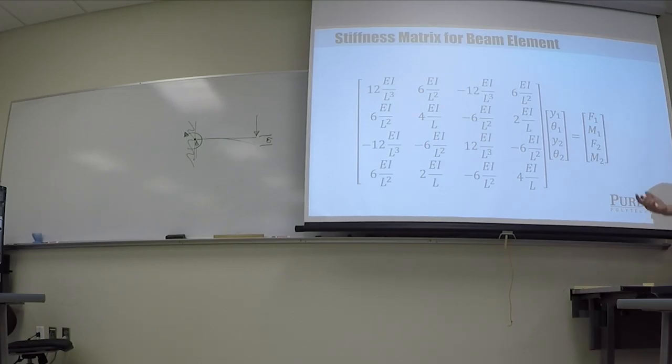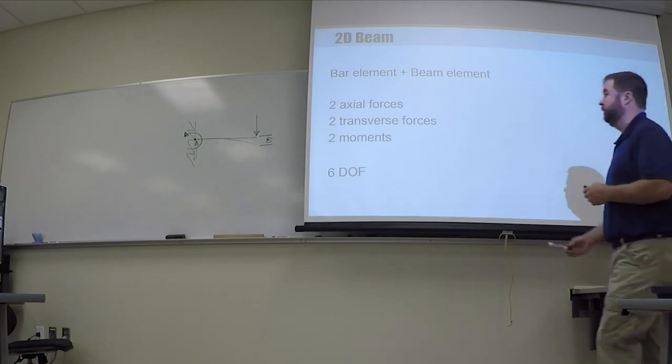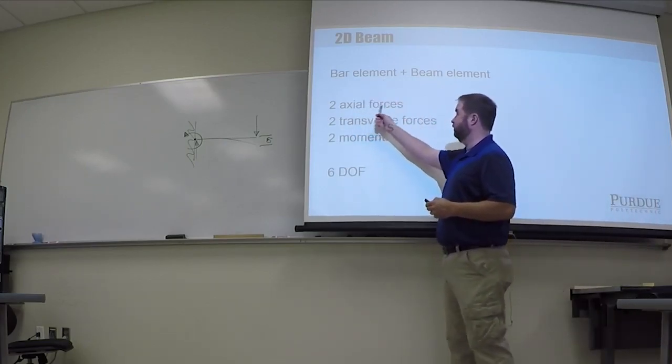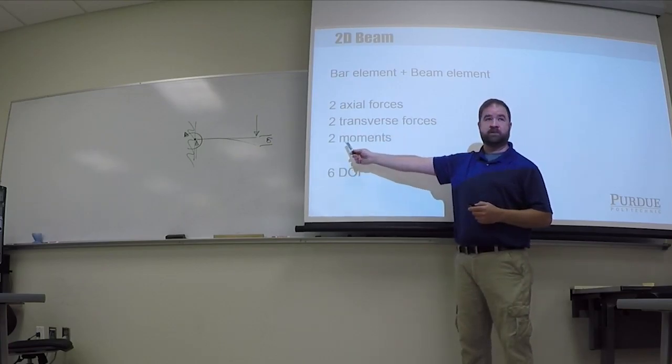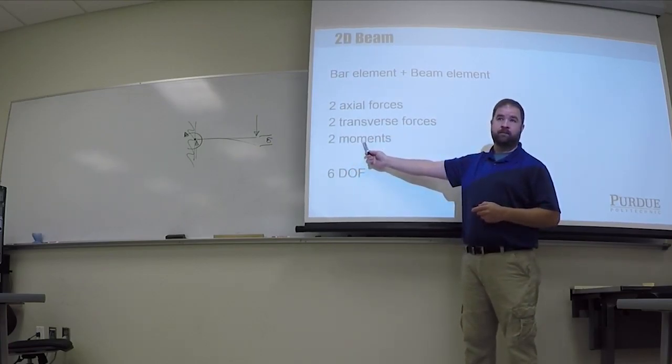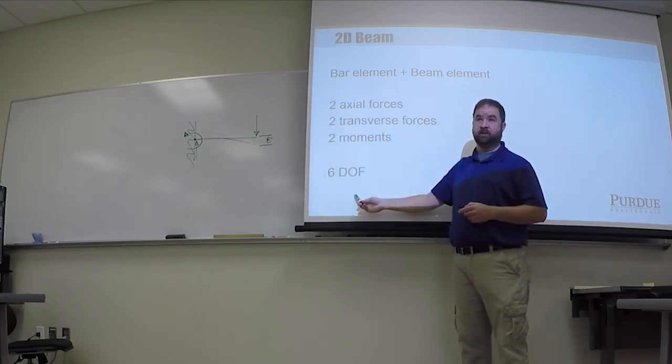Thinking about that, I'd probably prefer to have an element formulation that has both bending and tension and compression, right? That would be ideal. So I want to create what I'm calling a 2D beam that has the combination of the bar element, which is the 2 axial forces, and the beam element, which is the 2 transverse forces plus the 2 moments. So how many degrees of freedom is that? 2, 4, 6, that's 6 degrees of freedom.